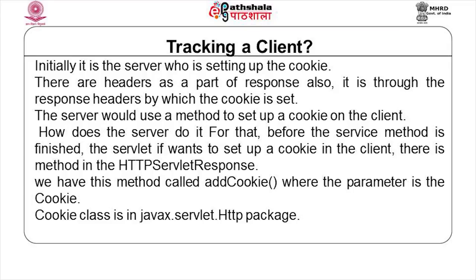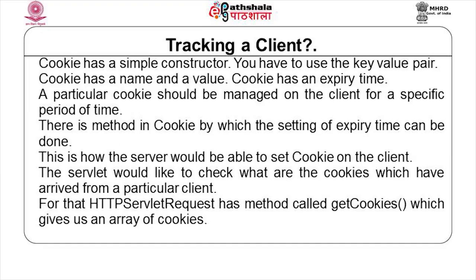Cookie has a simple constructor. You just use a key-value pair, a name and a value. So a cookie has a cookie name and a cookie value, which can be used for creating an object of Cookie. Another thing in the cookie is that it has an expiry time. This cookie should be managed on the client for at least so much time. After that, the cookie need not be remembered on the client. The Cookie object has a method by which the expiry time can be set.